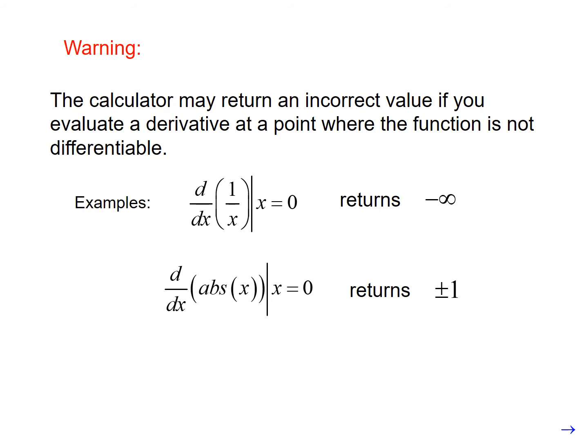If you take the derivative of the absolute value when x equals 0, we know that that's a corner, so the derivative is undefined, but the calculator returns plus or minus 1 because it's looking at the slope coming from the left and coming from the right. But we need to understand that really the derivative is undefined at that point.